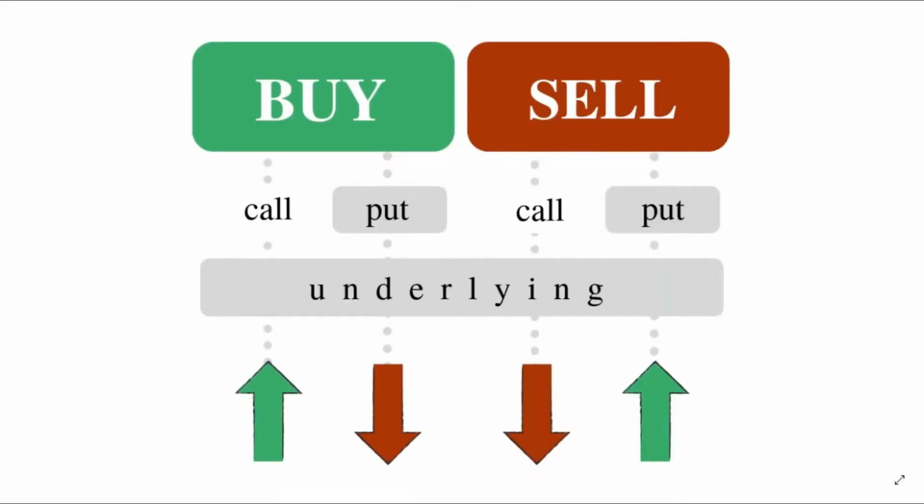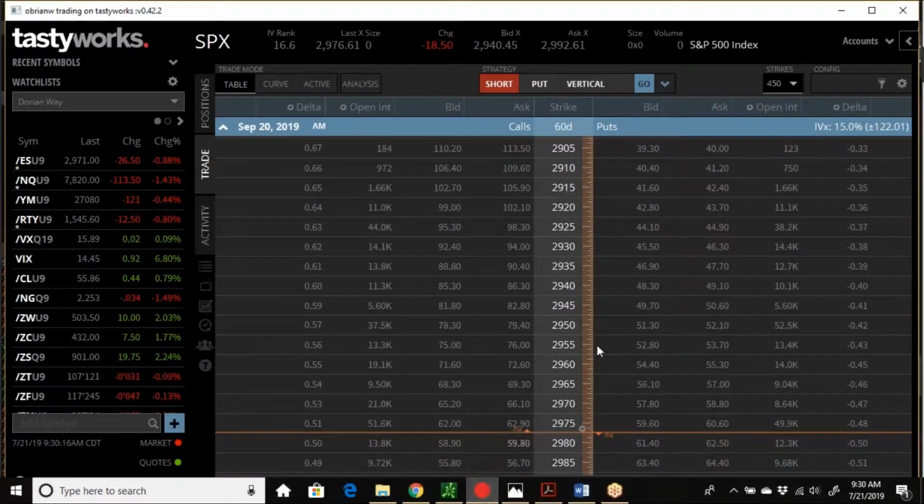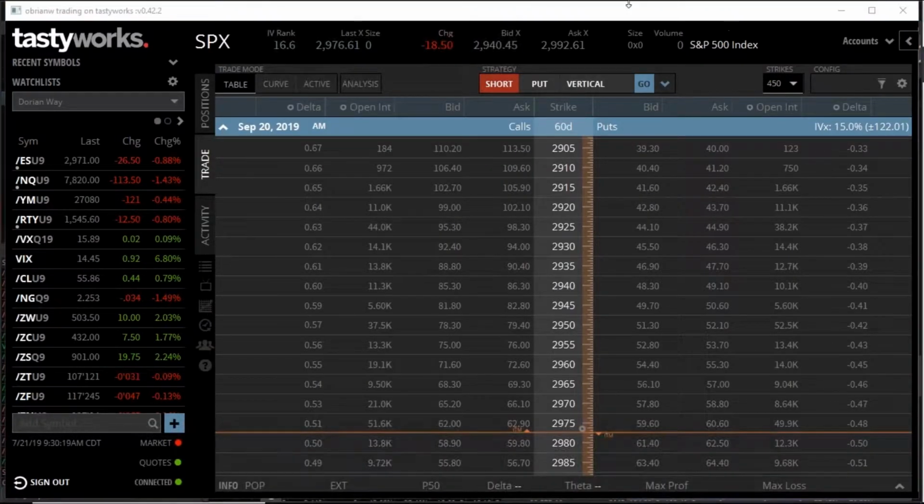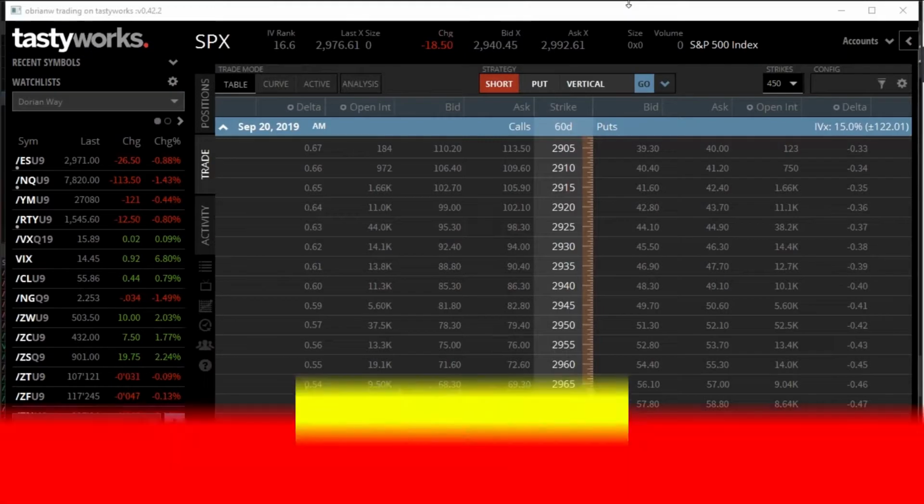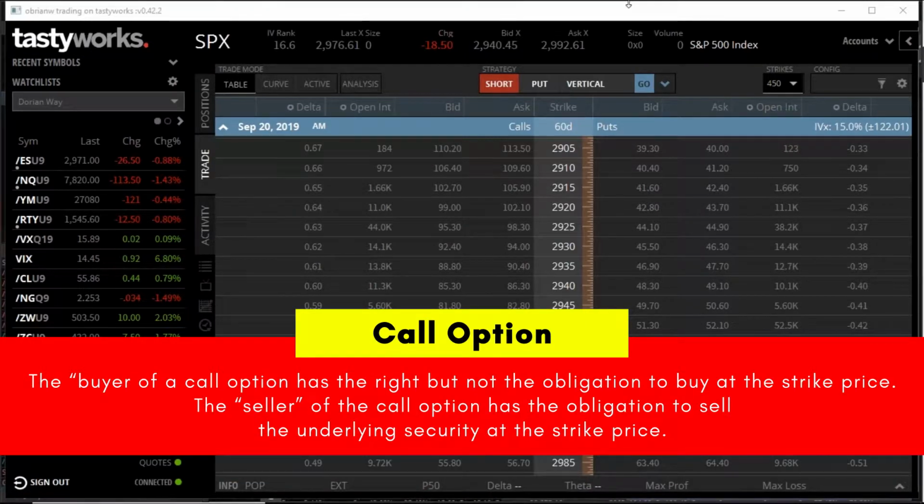All right, so let's jump into what is a call and what is a put option. The buyer of a call option has the right but not the obligation to buy at a strike price. The seller of the call has the obligation to sell the underlying security at that strike price.